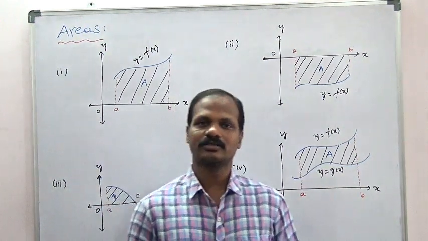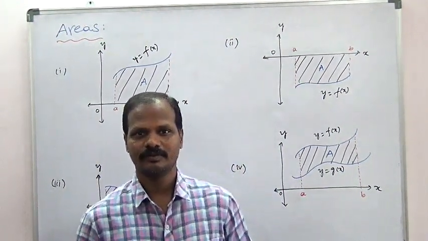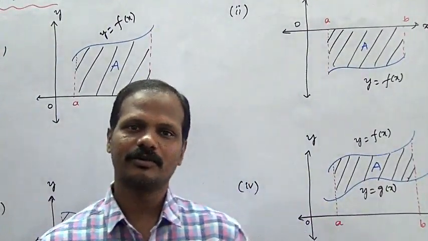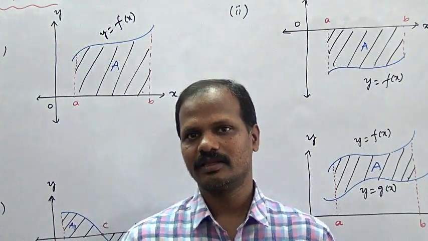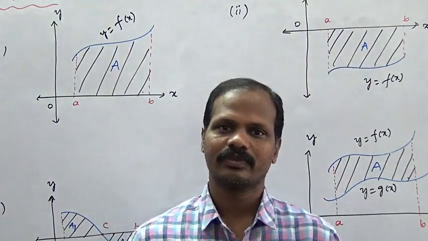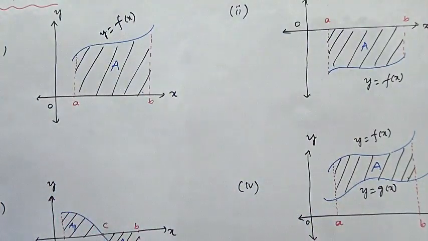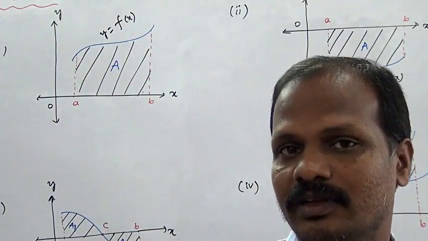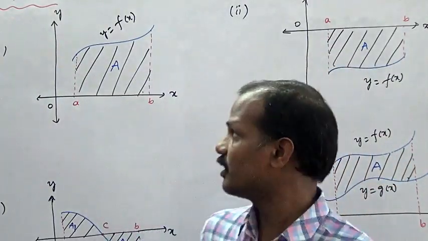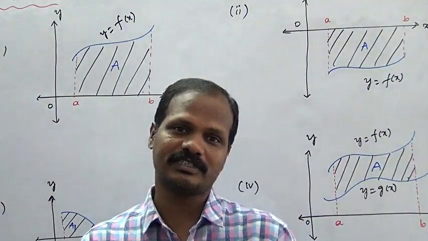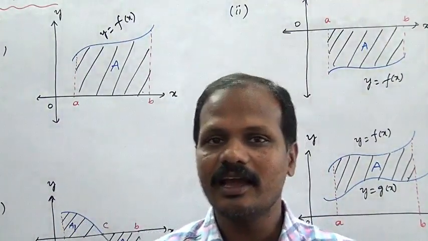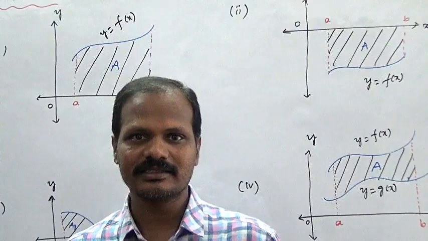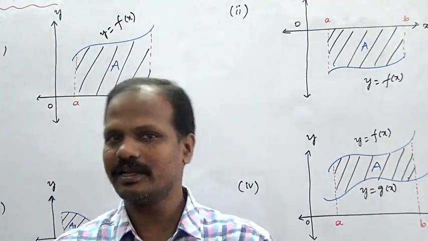Okay, so in the last class we discussed definite integration. Now the application of definite integrals is areas. When we gave the geometrical interpretation of definite integral, we discussed that the integral from a to b of f of x dx is nothing but the area under the curve f of x and the x-axis, between the limits x equal to a and x equal to b.